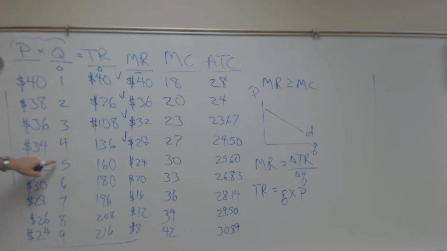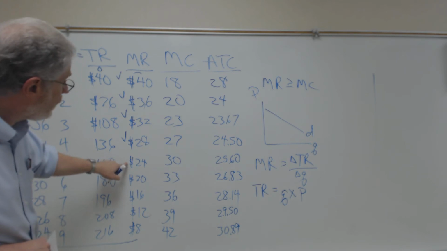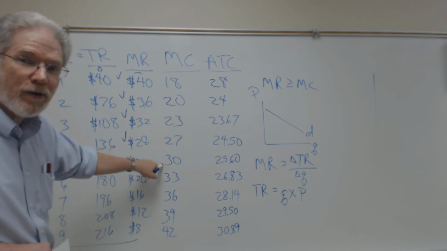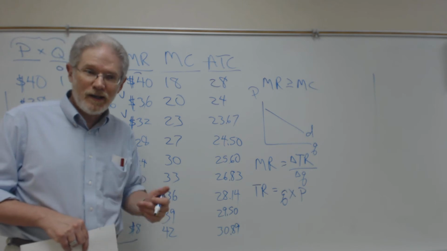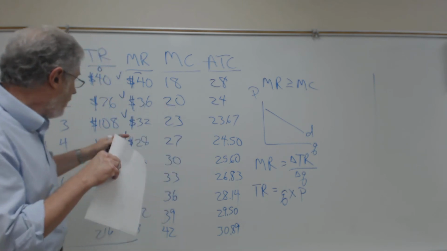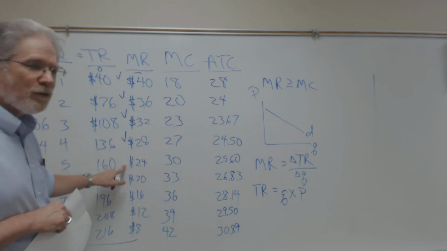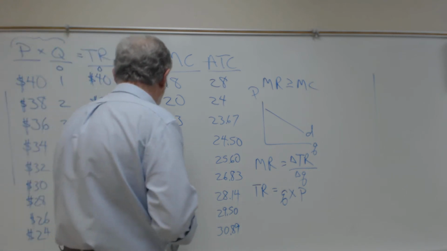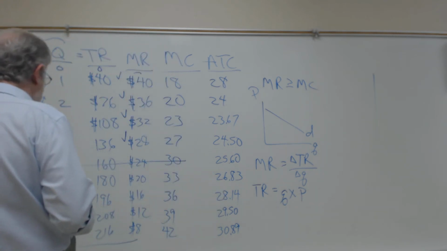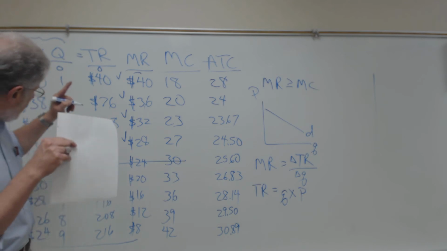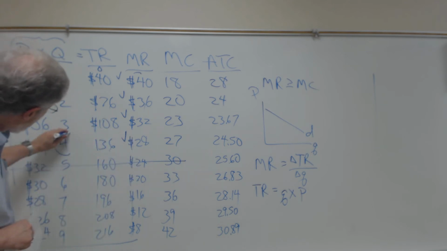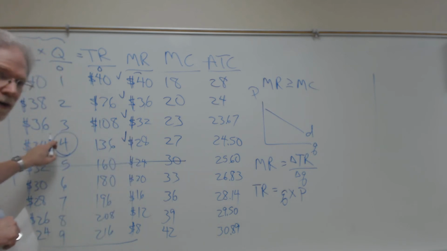What about the fifth unit? He produces the fifth unit. Revenue goes up by 24. Cost goes up by 30. Does that sound like a good idea? Do you want to spend $30 to bring in 24? Certainly not. So he's not going to do that. Where's he going to stop? He's going to stop at producing 4 units.